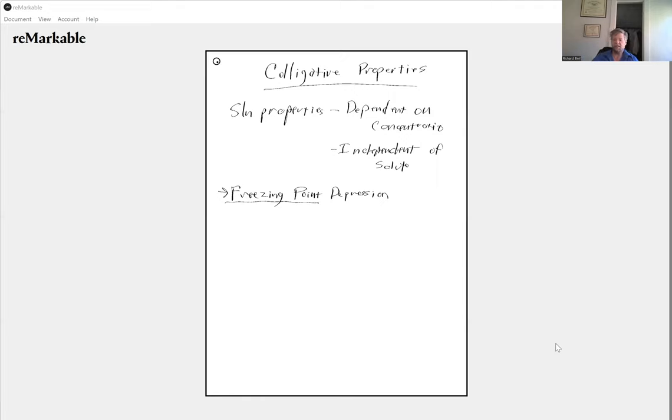Freezing point depression. So that's the first colligative property. The second colligative property is related. Boiling point elevation.